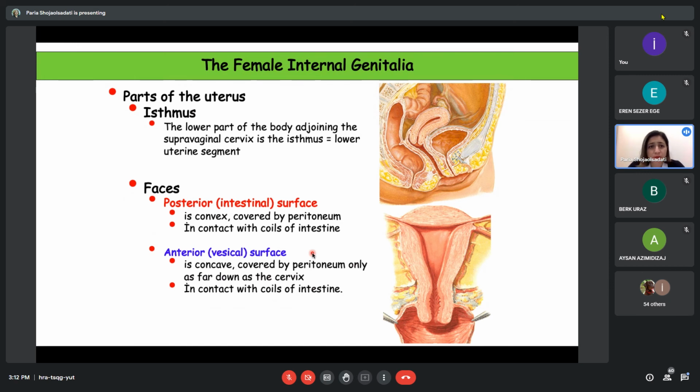Totally, the uterus has two surfaces, a posterior surface and an anterior surface. The anterior surface is sometimes named the vesical surface because it is in contact with the bladder. The posterior is the intestinal surface, because in normal condition it is in contact with the anterior surface of the rectum.